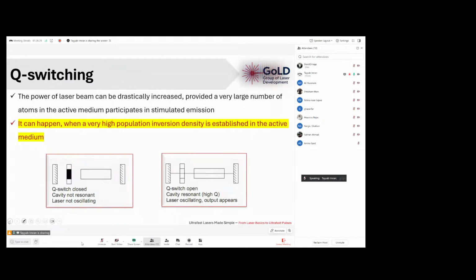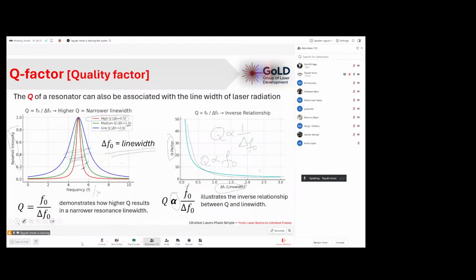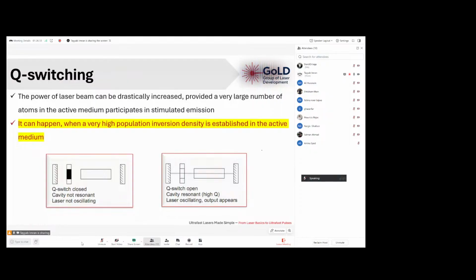So, Q switching. What is Q switching here? This will probably be the last slide today. Q switching, I will try to explain in simple words. This cavity, you know that. You have a gain medium, you have cavity mirrors, and there is something in it.